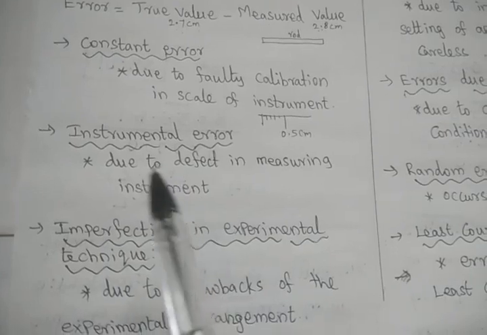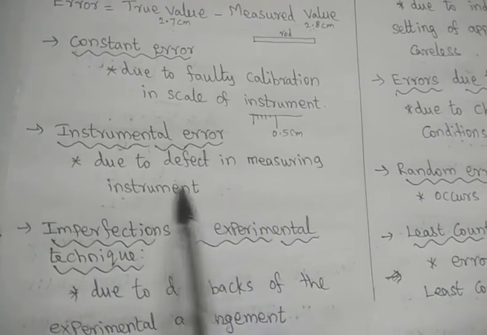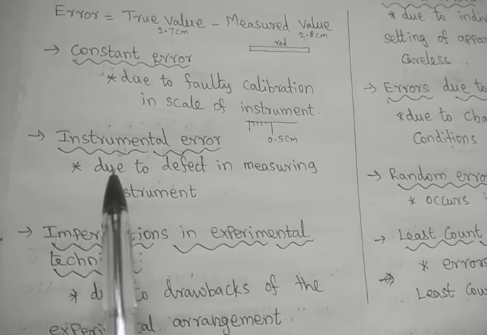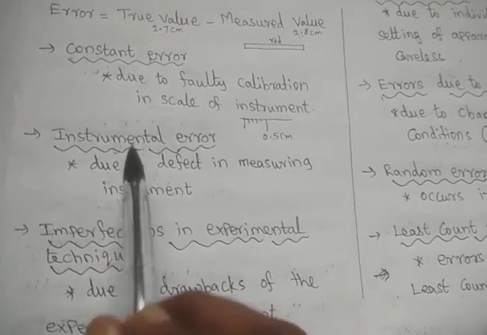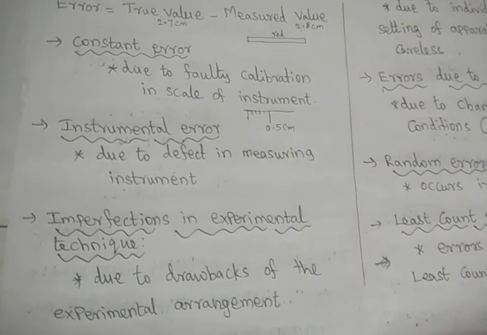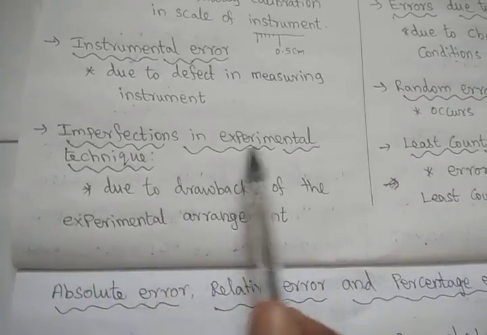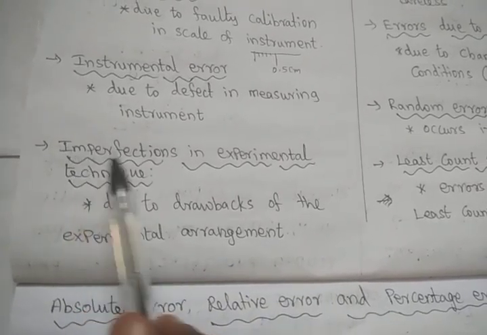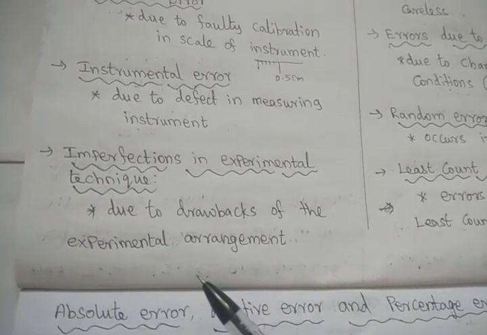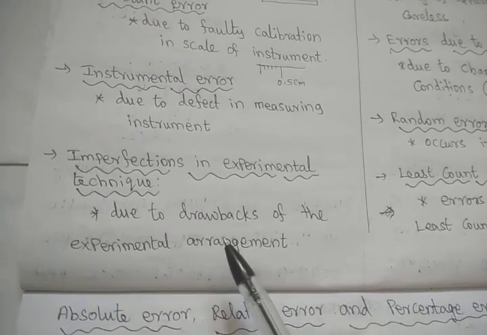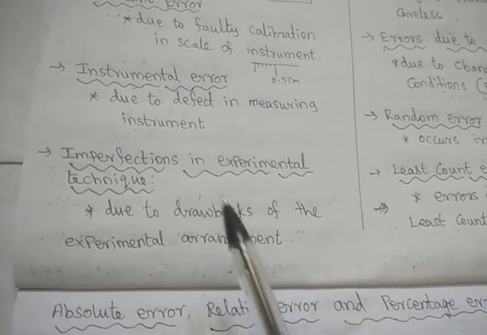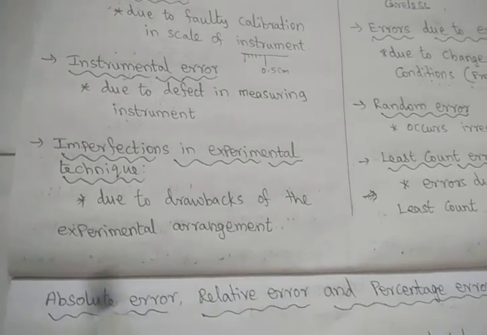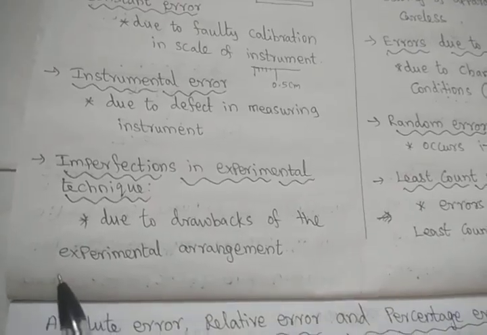Instrumental error occurs due to a mistake in the instrument itself. By manufacturing defect itself, it may take place. A defect in the measuring instrument is called an instrumental error. Then the next one is imperfections in experimental technique. Imperfection means the experimental arrangement is not properly placed. So there are some mistakes in the experimental procedure due to drawbacks of the experimental arrangement. This type of error will occur.